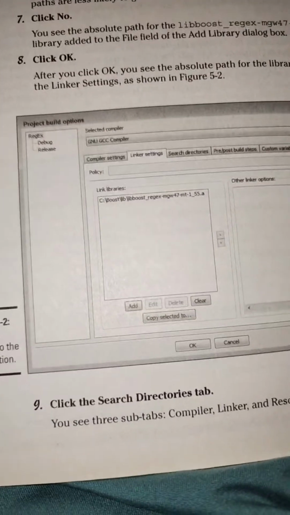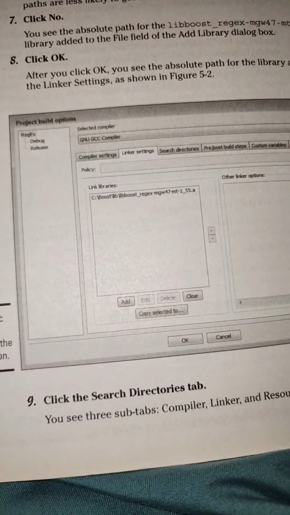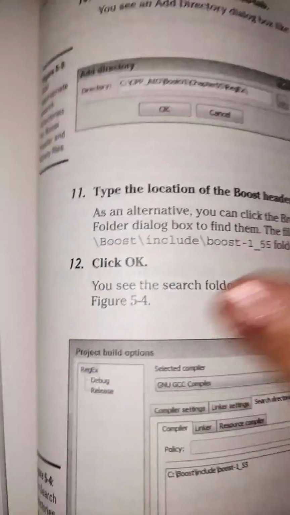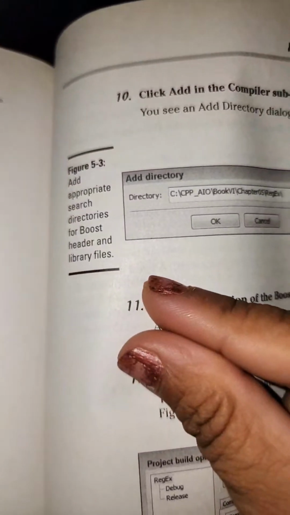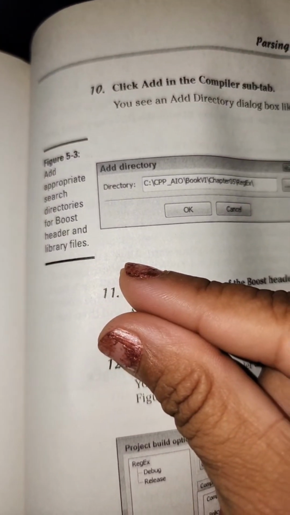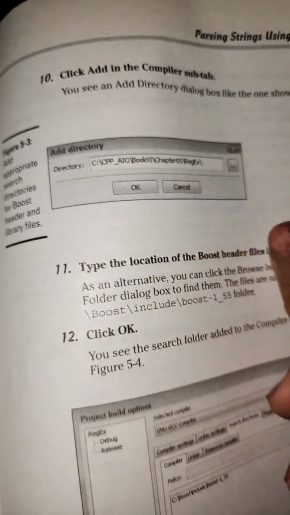9. Click the Search Directories tab. You see the three subtabs: Compiler, Linker, and Resource Compiler. 10. Click Add in the Compiler subtab. You see an Add Directory dialog box like the one shown in Figure 5-3. Figure 5-3: Add appropriate search directories for boost header and library files.